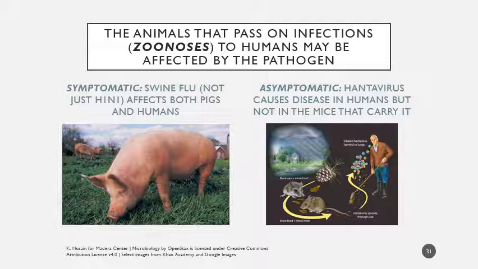So when there's a lot of rain, that leads to more vegetation. More vegetation leads to more mice, which leads to more hantavirus. People go out and sweep up dirt that collects. They might sweep up mouse poop, and then the virus actually gets into your respiratory system and causes a very severe disease, hantavirus. So it's asymptomatic in the mice that carry it, but it's very symptomatic in us. So these are both examples of zoonoses. Zoo means animal, and so these are different infections, different conditions that are passed on by animals to humans.